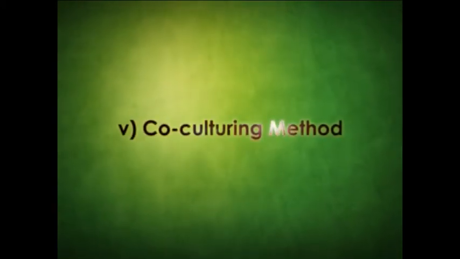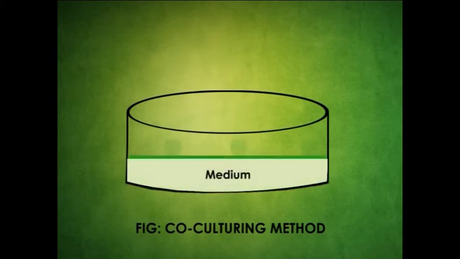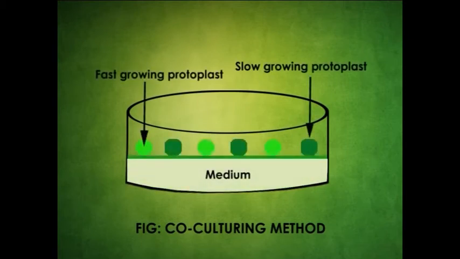Now we have the co-culturing method. This involves the culturing together of slow and fast growing protoplasts. The fast growing protoplasts produce growth factors, chemicals, and nutrients necessary for the cell wall growth and cell division of the slow growing protoplasts.